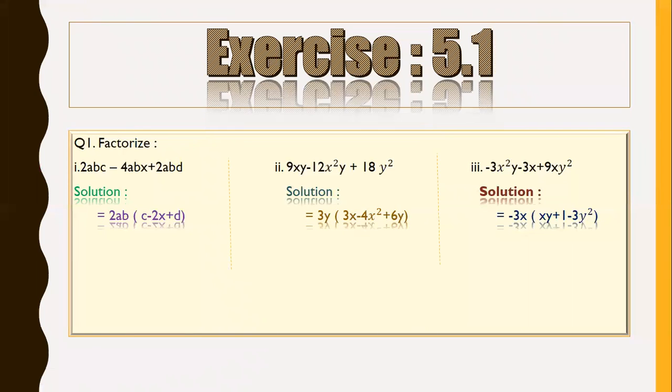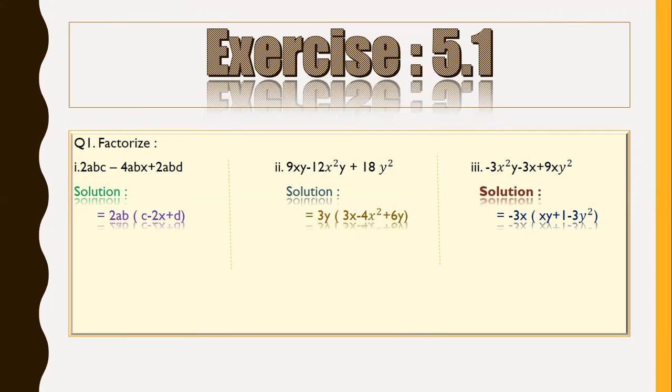Second part, 9xy minus 12x square y plus 18y square. Now y is common, and also in 9, 12 and 18, 3 is a common factor between these 3 terms. So we take 3y common. The remaining terms will be left in the bracket. In the first term, 3x will be left there. In the second term, minus 4x square, and in the last, 6y will be left there. Our answer will be 3y into (3x minus 4x square plus 6y).